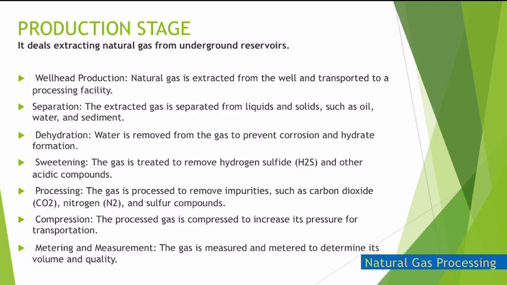And we have dehydration. For dehydration, water is removed from the gas to prevent corrosion and hydrate formation. In the sweetening stage, the gas is treated to remove hydrogen sulfide and other acidic compounds. When it comes to the processing stage, the gas is processed to remove impurities such as carbon dioxide, nitrogen, and sulfur compounds.